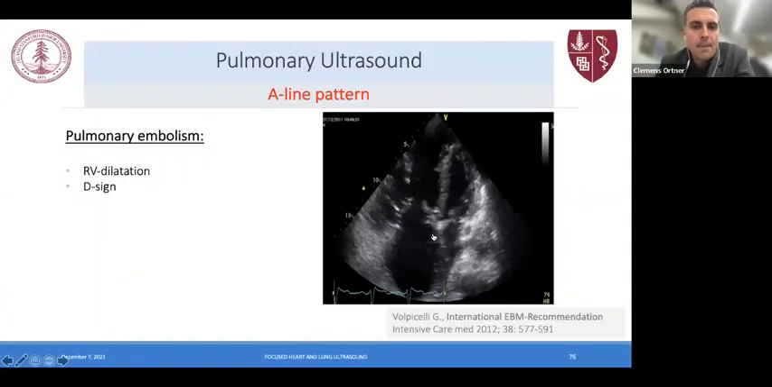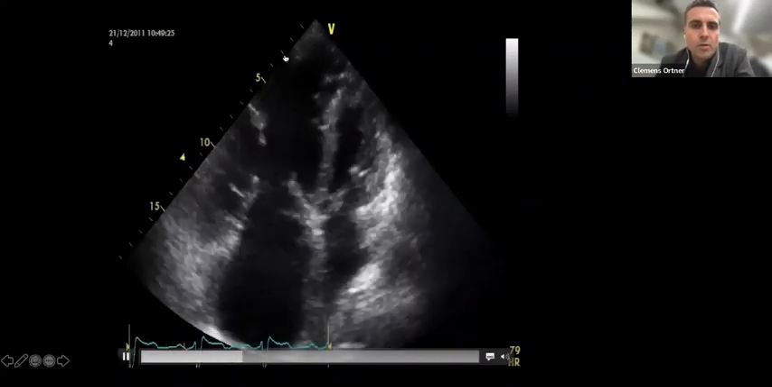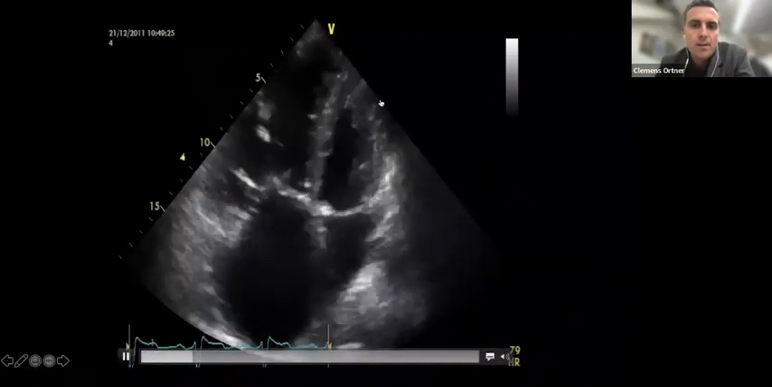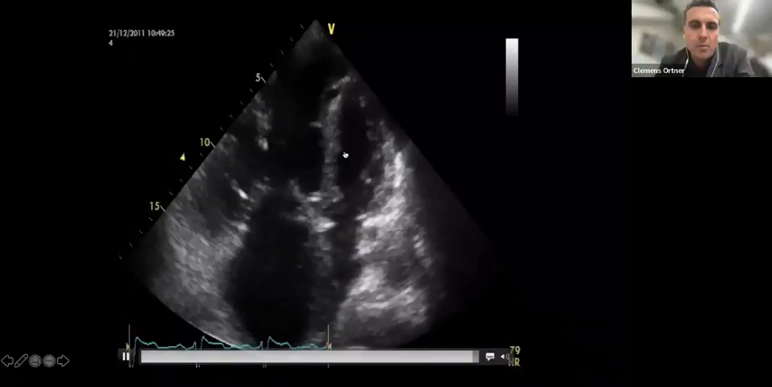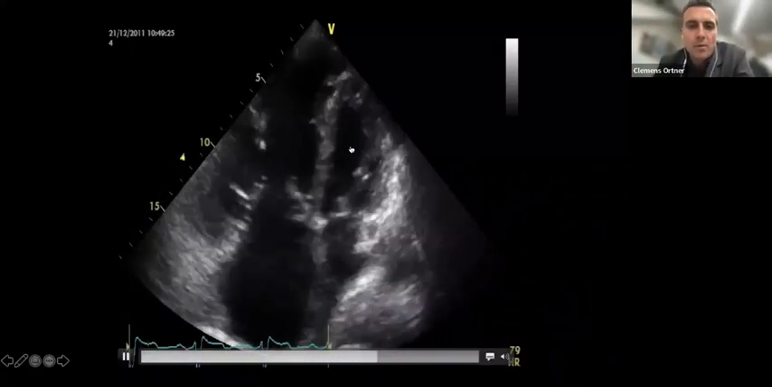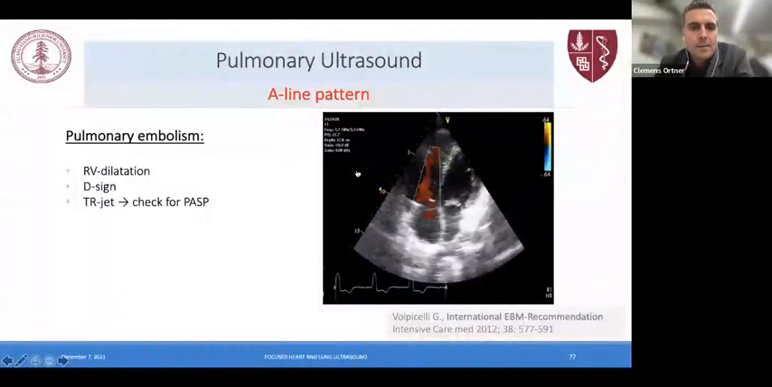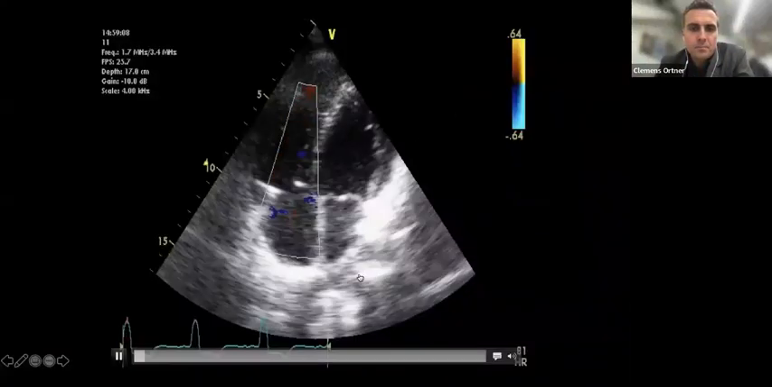That's the D sign. And here, this is an apical four-chamber view where you also see this ballooning right heart and the very empty and small left heart, because the right heart is not able to get the blood from the right side over the lung to the left side. And you might also have a significant TR jet.